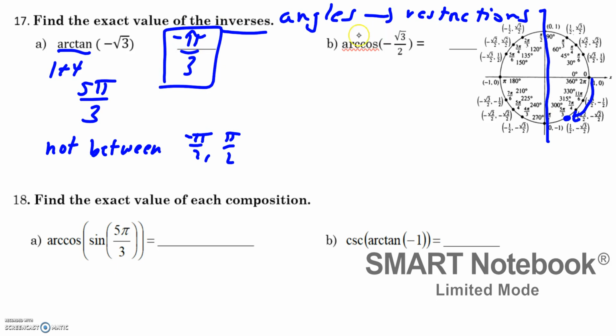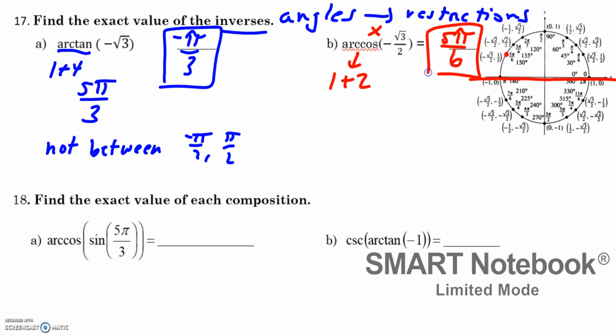Part B, we want to find the angle where the cosine is negative root 3 over 2. Like here, we want to find the angle where the tangent value is negative root 3. So let me erase this here, just for understanding purposes. Arc cosine first, when I take the inverse of both sides, is restricted to quadrants 1 and 2. So we're looking up here only. Where is the x value negative root 3 over 2 up there? Right here at the angle of 5 pi over 6.